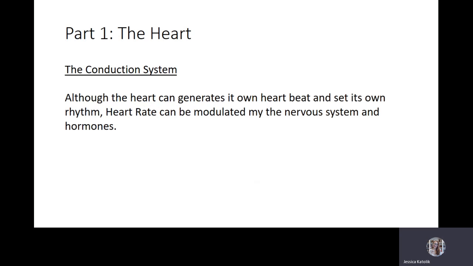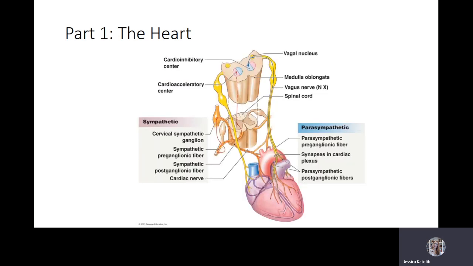One caveat, even though the heart is an amazing organ and it can produce its own heartbeat and set its own rhythm, the heart needs to be modulated by the nervous system and hormones, specifically to regulate blood pressure in the body. And so the heart is going to be innervated by the sympathetic nervous system, that fight or flight nervous system when we get nervous or when we're in a dangerous situation and our heart is beating faster. And it's also going to be stimulated by the parasympathetic nervous system, that rest and digest, relax and slow down kind of system.